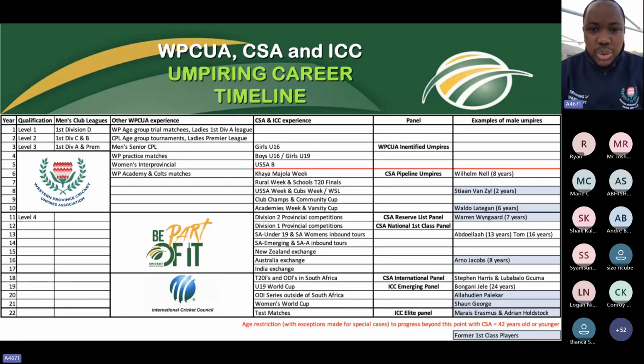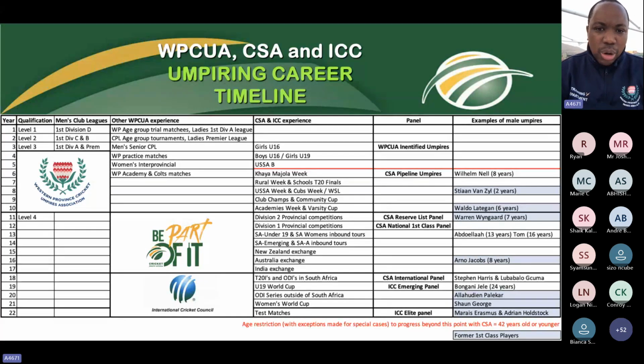Rural Week, Schools T20, Universities Week, Cubs Week, which is the franchise under 19 week where Cricket South Africa's under 19 men's team is selected. Then Club Champs is the tournament where all provincial club team winners go to a tournament. Community Cup is similar, excluding university clubs. And the televised Varsity Cup is seen as the best opportunity for amateur umpires to officiate in South Africa.